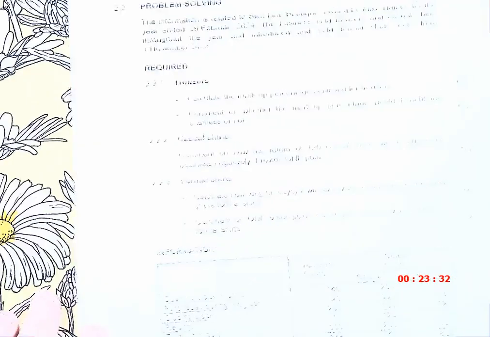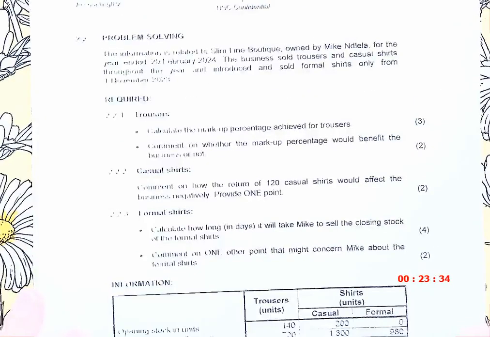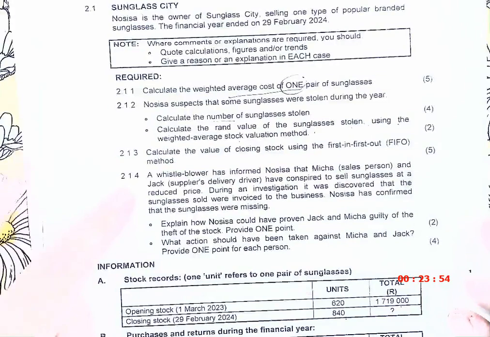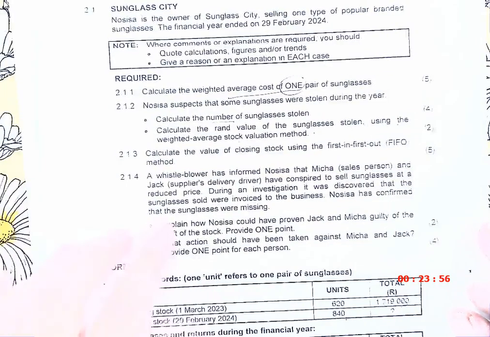So they give me a problem. They say the information is related to Slimline Boutique owned by Mike Ndlela for the year ending 24. The business sold trousers. What question? Question 2.1.4.